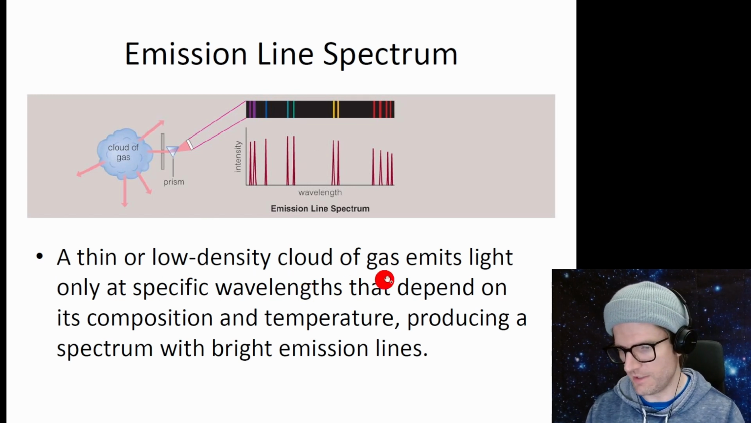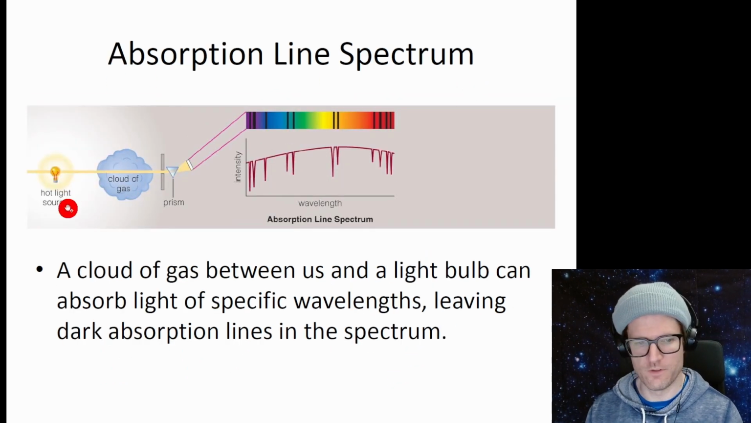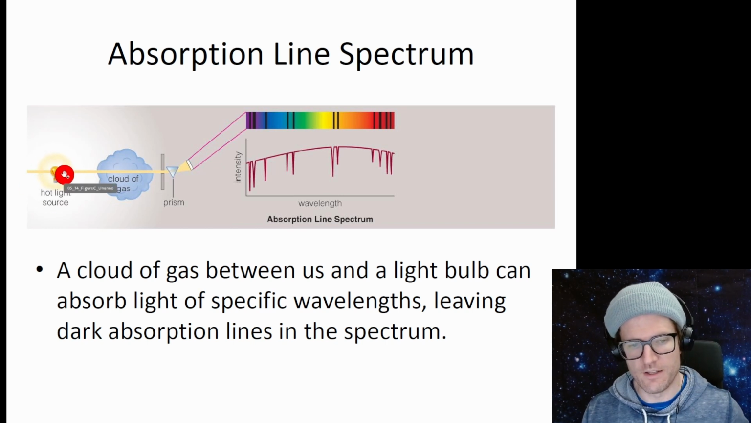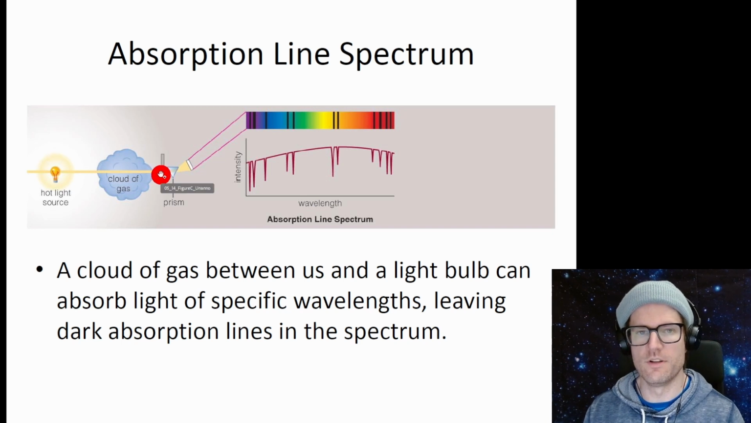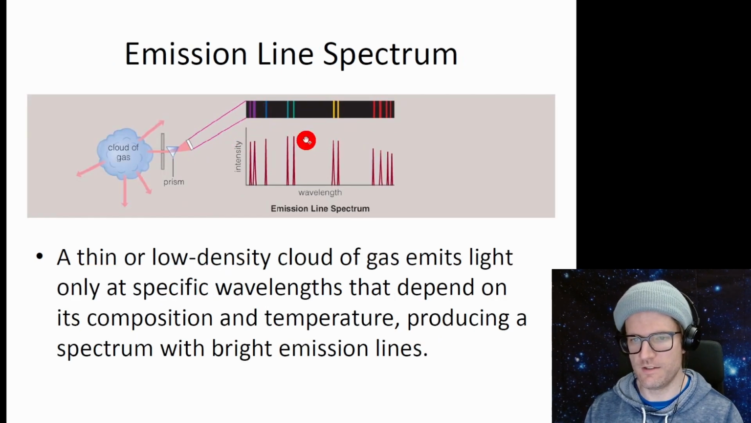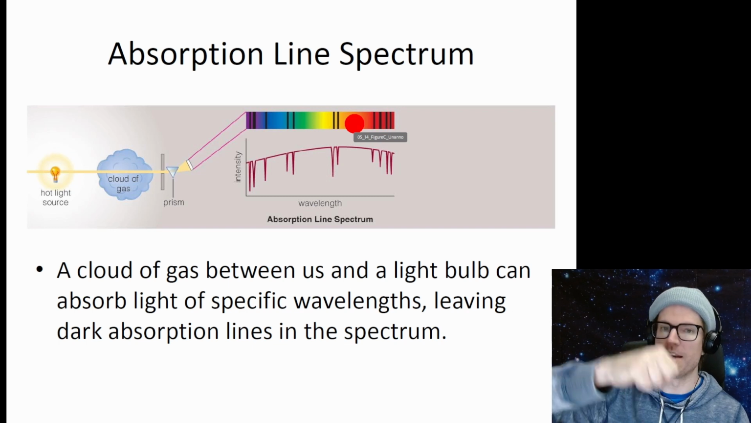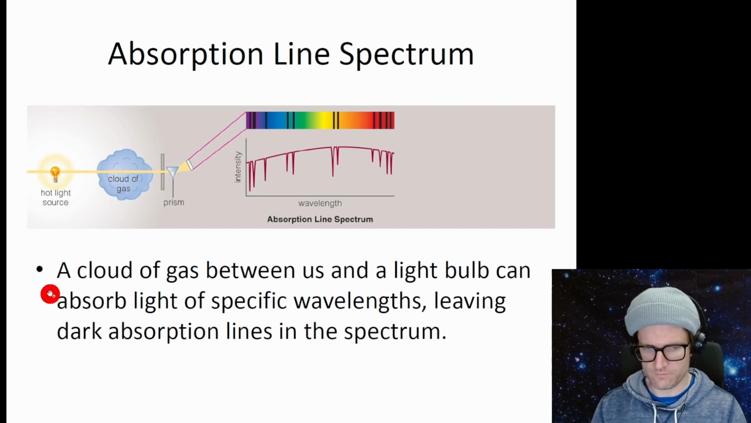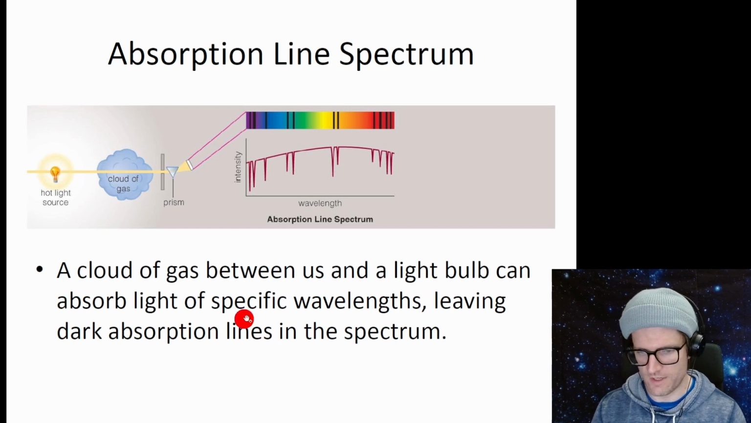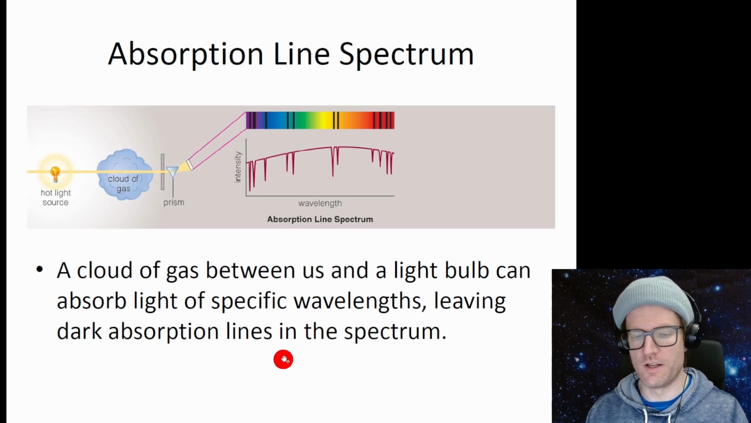So a thin or low density cloud of gas emits light only at specific wavelengths that depend on its composition and temperature, producing a spectrum with bright emission lines. So absorption: if we have a continuous spectrum that's emitted from, say, an incandescent light bulb, and that light goes through a cloud of gas, then those wavelengths are absorbed and subtracted from the spectrum. So instead of seeing these emission lines, we'll see absorption lines, and that will correspond to the electron getting excited and absorbing the light. A cloud of gas between us and a light bulb can absorb light of specific wavelengths, leaving dark absorption lines in the spectrum.